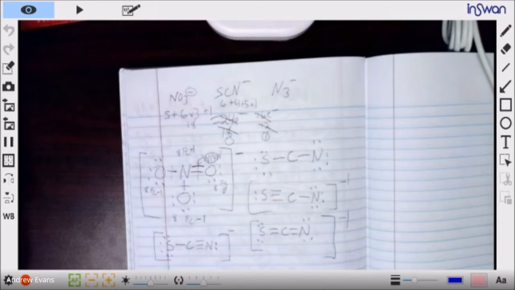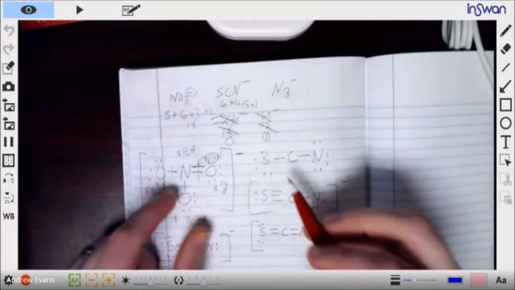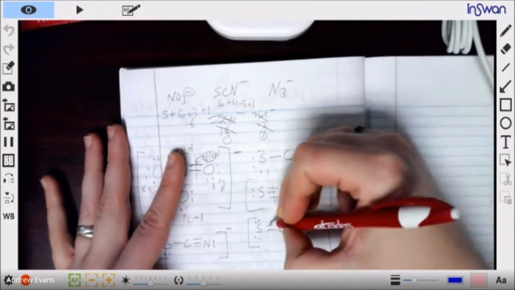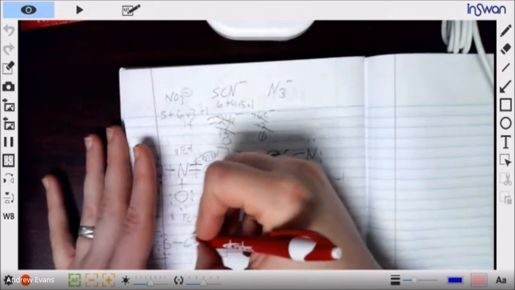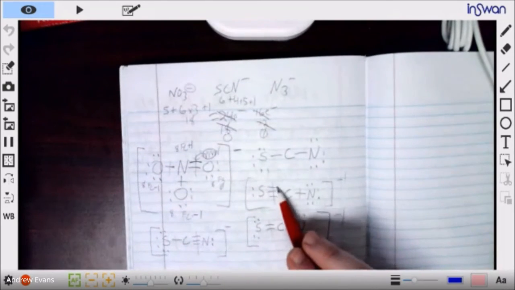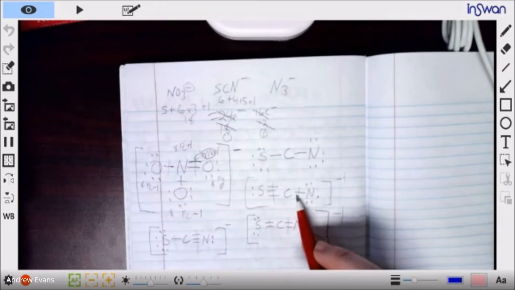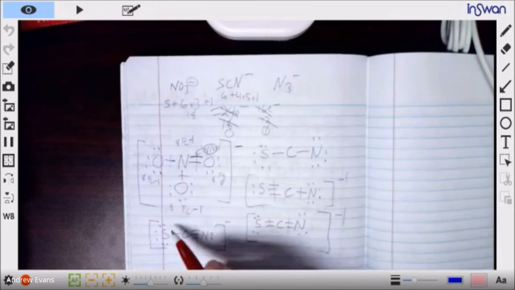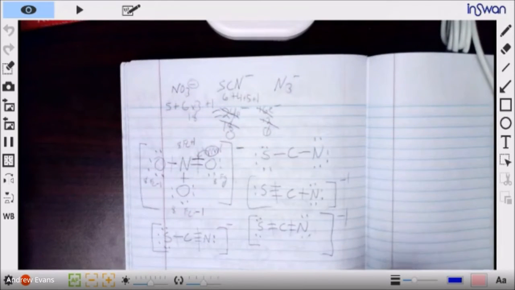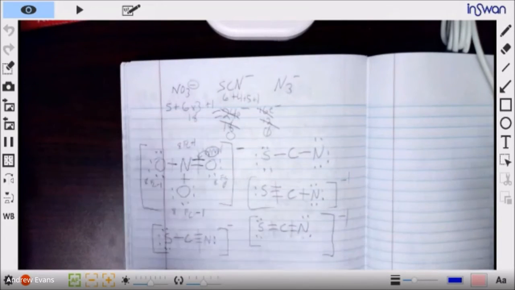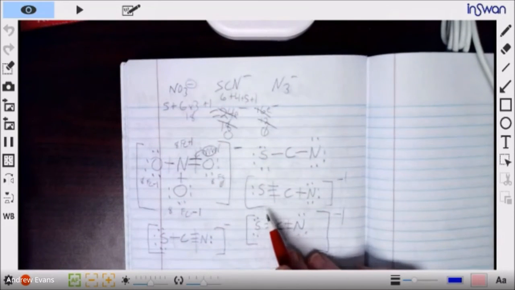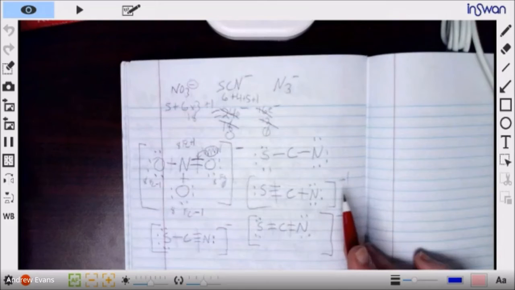Now let's look at these 3 options first with respect to the carbon. Carbon should have 4 valence electrons. In all 3 of these structures, carbon has 1, 2, 3, 4. So there's no formal charge on the carbon. Now, depending on which structure we have, there may be formal charges on the sulfur and the nitrogen.